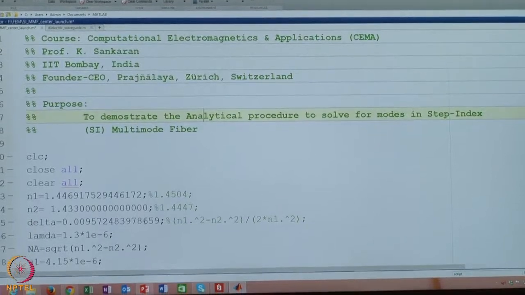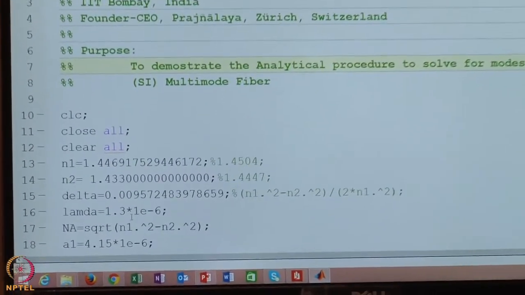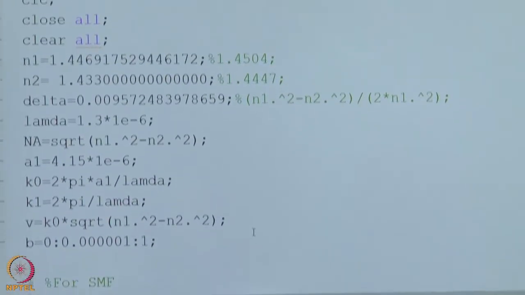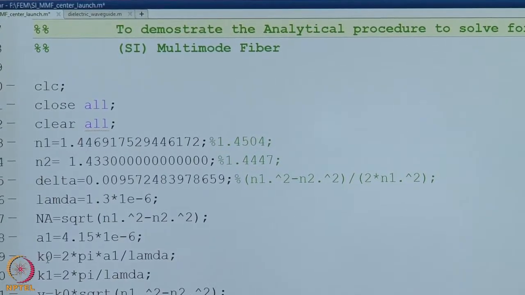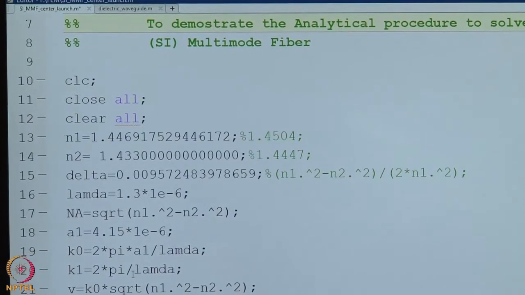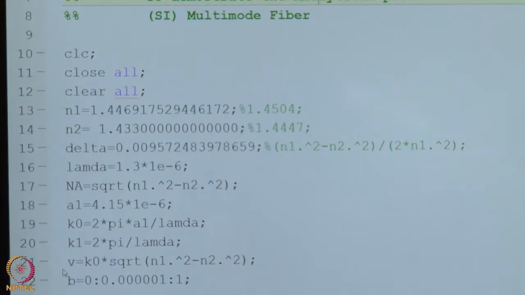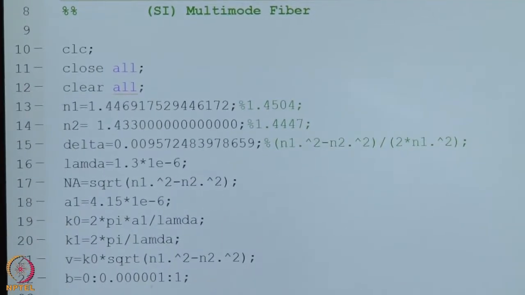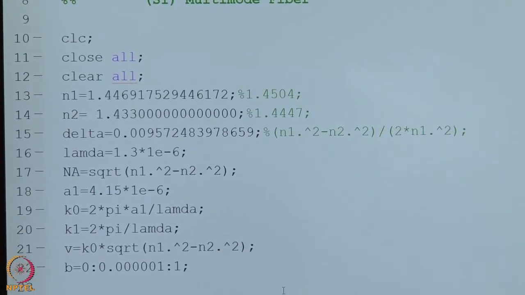The wavelength we are considering is 1300 nanometers, that is 1.3 micrometers. Then the remaining parameters: k0 is the free space propagation constant, which is 2 pi by lambda. Then the V number is the normalized frequency parameter, one of the important parameters in fiber. It is given by 2 pi by lambda times the numerical aperture, and the numerical aperture is the square root of n1 squared minus n2 squared.